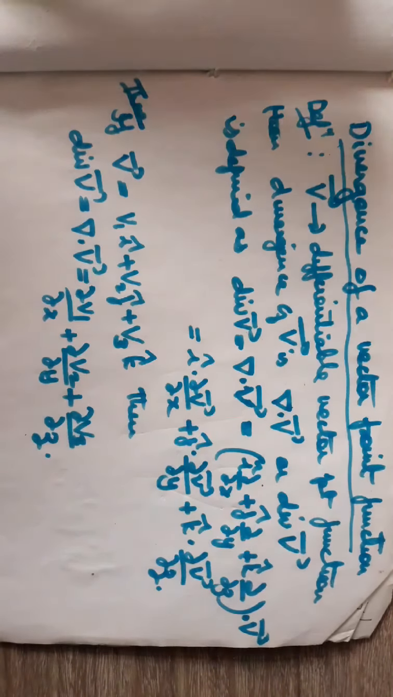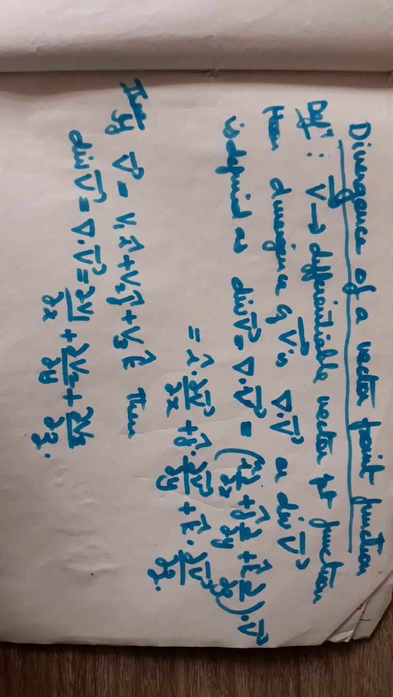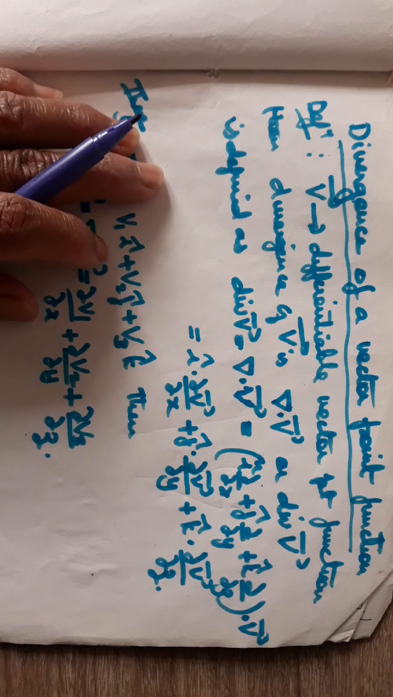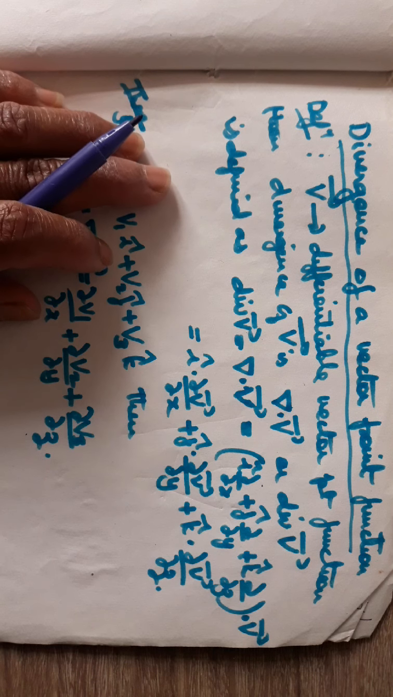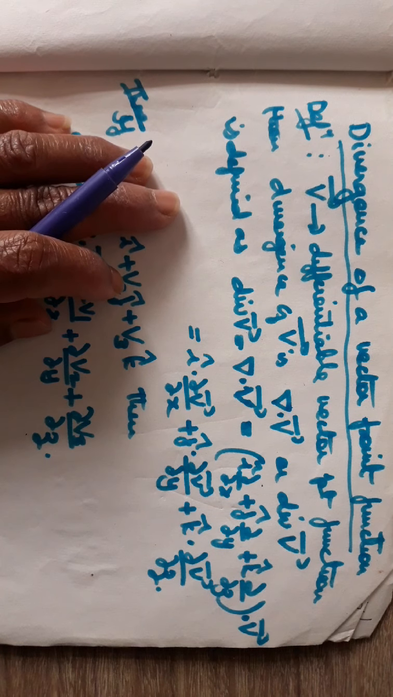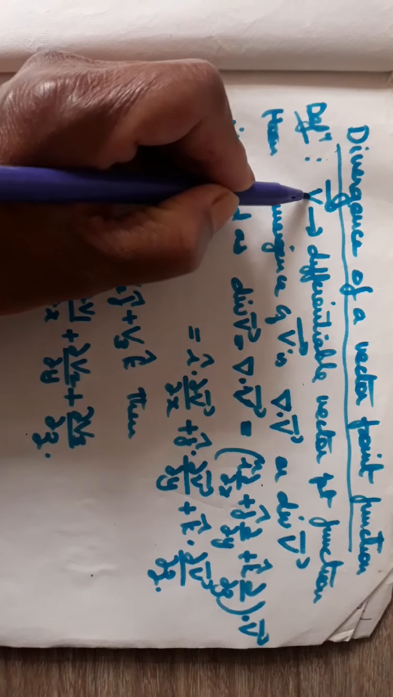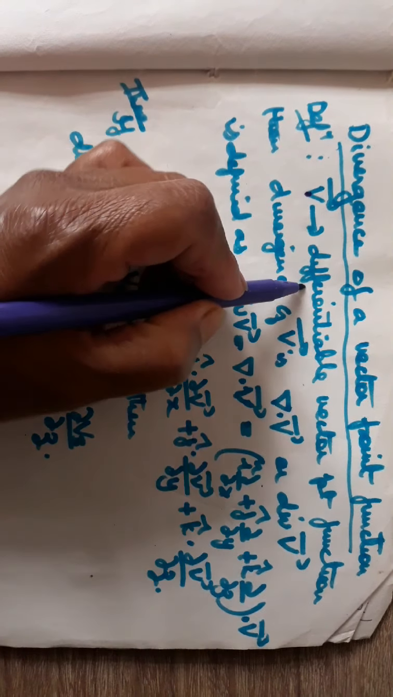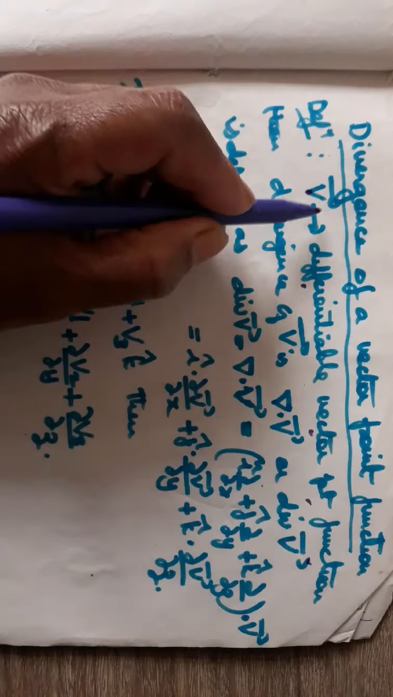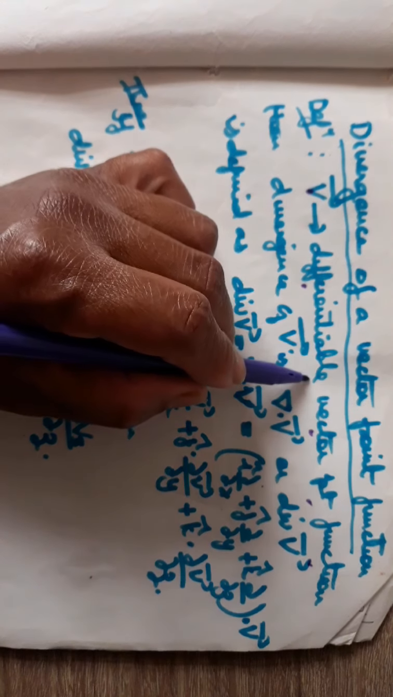Today I'm going to discuss with you the divergence of a vector point function. So far we have discussed the gradient of a scalar function. Now to define divergence we have to consider a vector, not a scalar function. So here you have v bar. Let v bar be a differentiable vector point function, meaning v bar here is a vector function which is differentiable.